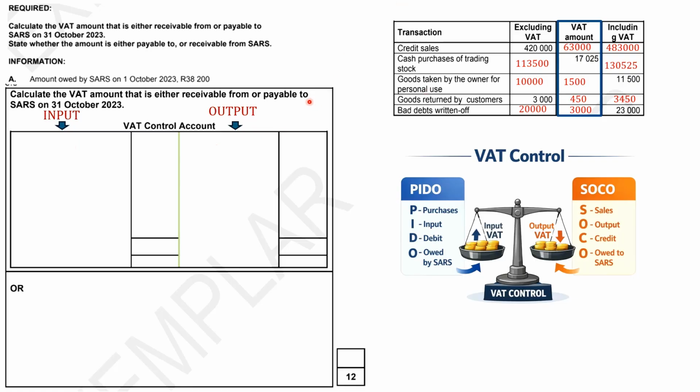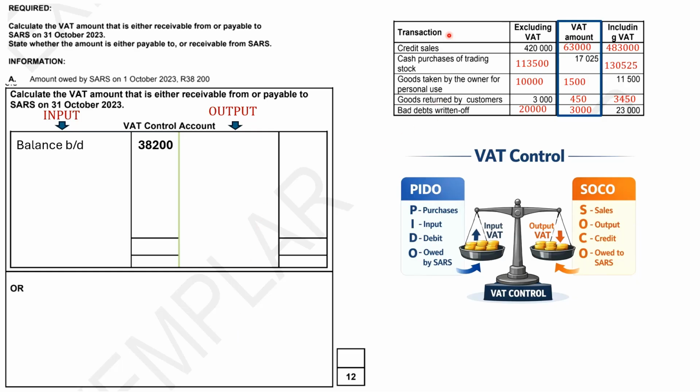Okay, now the first thing we need to do, since they told us under information, amount owed by SARS on 1 October 2023, 38,200. Owed by SARS, if you look at your SOCO here, the O is on the input side. That means this is our balance brought down for the first. So we write balance brought down and we put the amount 38,200.